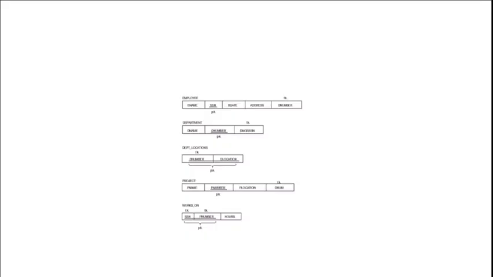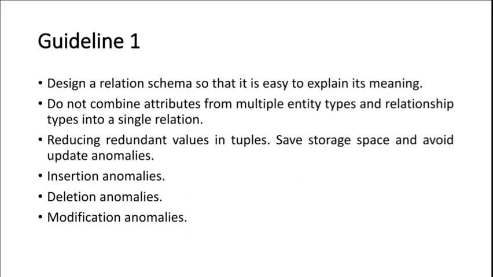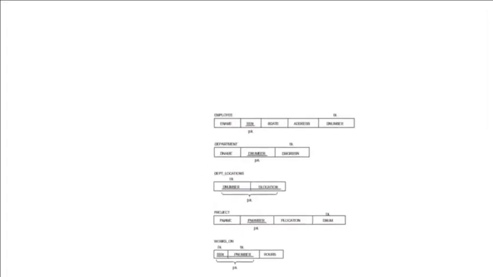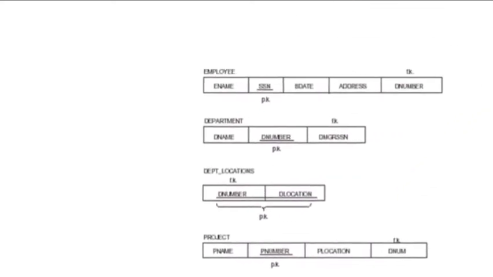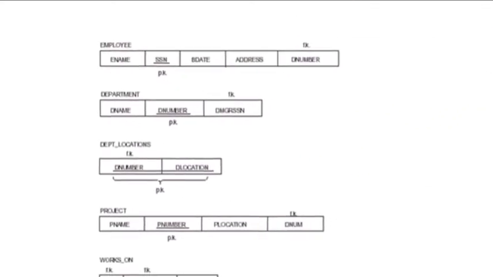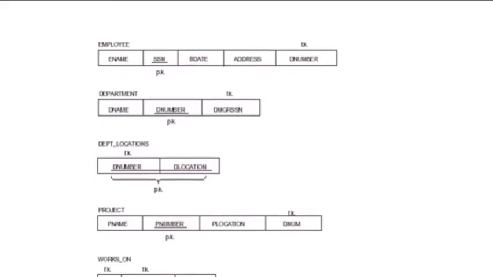So what is guideline 1? It tells about how attribute names should be. According to guideline 1, design a relation schema so that it is easy to explain its meaning. When you see the table, you can easily understand what attributes the table contains. Here, you can easily understand that an employee table contains employee name, SSN, birth date, address, and department number as the attributes. Getting it, guys?